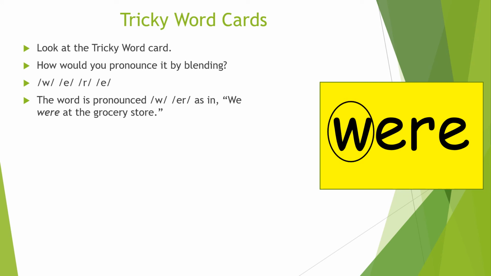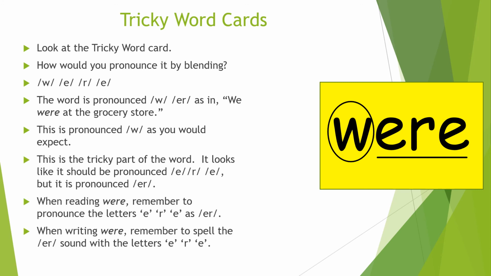This is the letter W. The letter W in this word is pronounced w, just as you would expect. It follows the rules. The ERE in this word are not following the rules. ERE is the tricky part of this word. It looks like it should be pronounced e, but it's not. It is actually pronounced er.